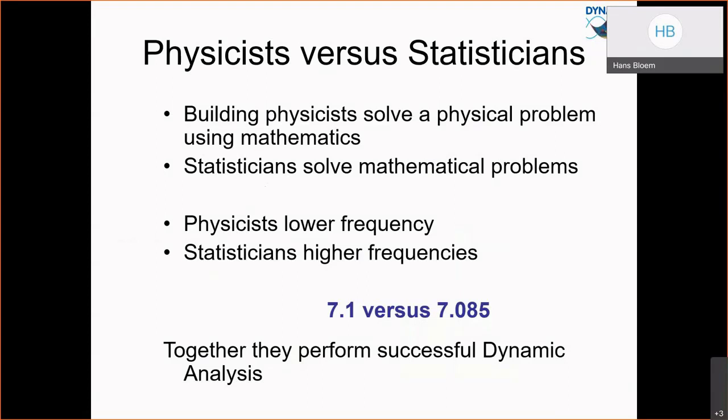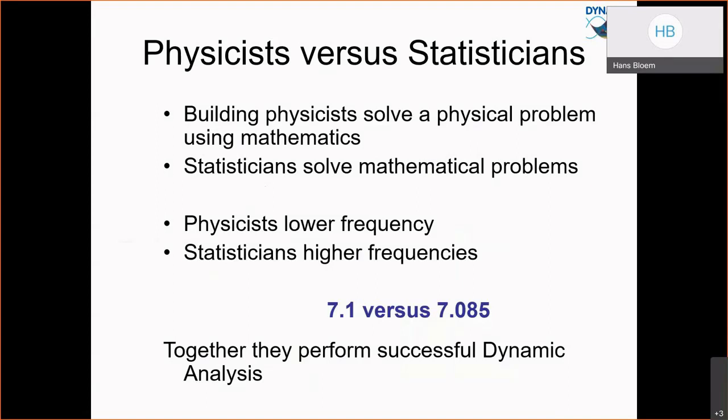And also we have noted that physicists are more interested in lower frequencies, whereas statisticians look to higher frequencies. For example, a physicist expresses a temperature as, for example, 7.1, where a statistician may come up from the analysis with 0.7085, which is for a physicist not a realistic value. However, together they perform really a good team, a combination to do successful dynamic analysis.